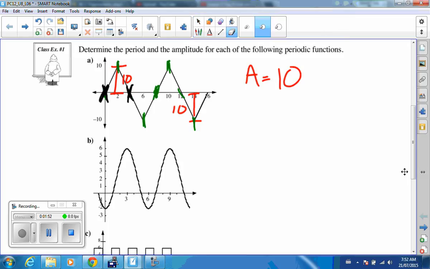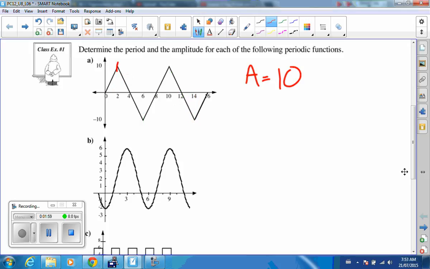So on this particular graph, if we look at going from the peak at 2 to the peak at 10, that's a span of 8 units. So in this case, my period is 8. It repeats itself every 8 units.